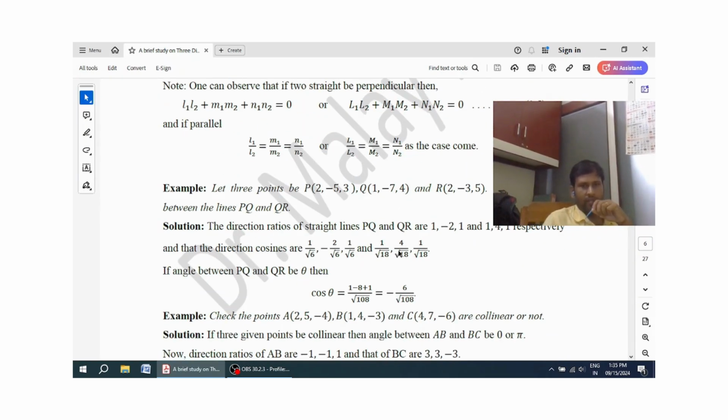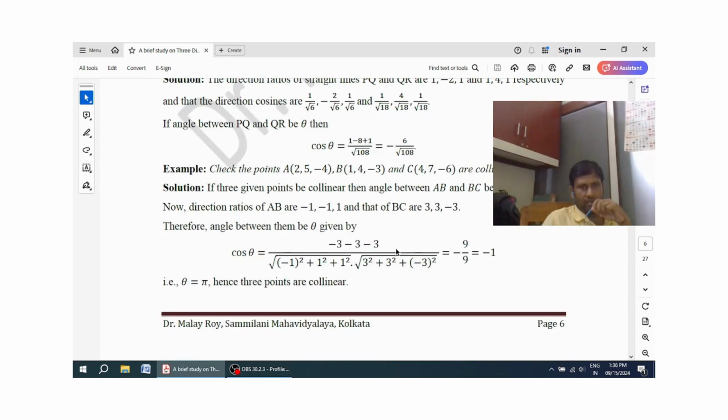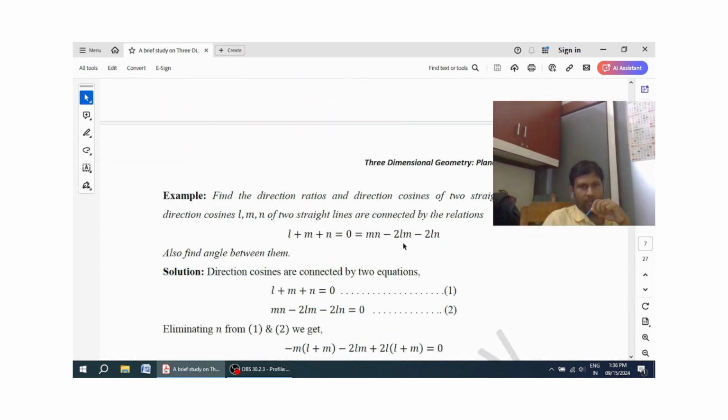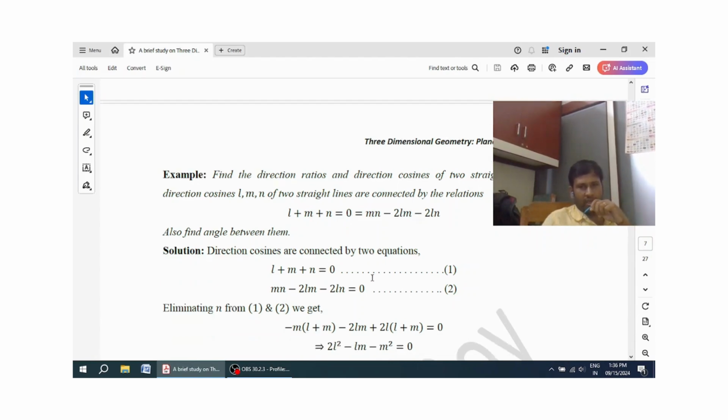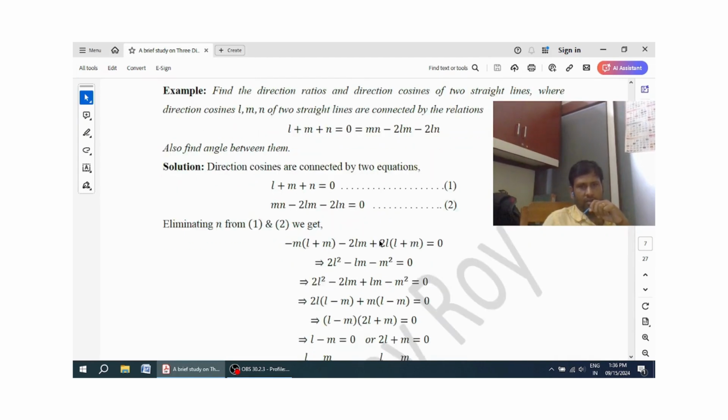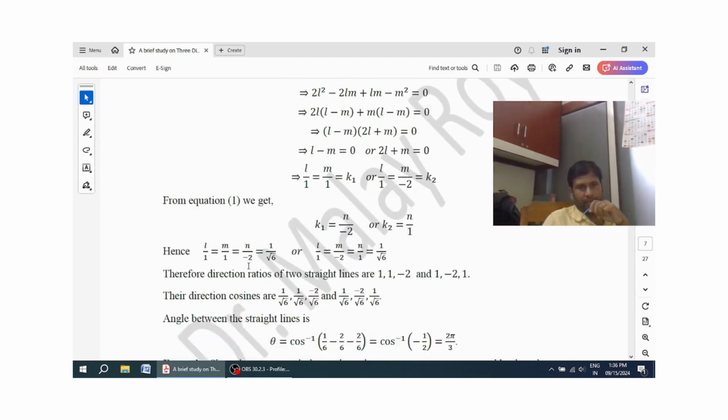This is also a problem on direction cosines and direction ratios. If direction cosines are related with two equations like this, one a linear equation and the other a quadratic equation, then from these equations we can find two sets of direction cosines or direction ratios, which will be those of two straight lines. You see, this is the solution of this problem, and we get two sets of direction ratios.